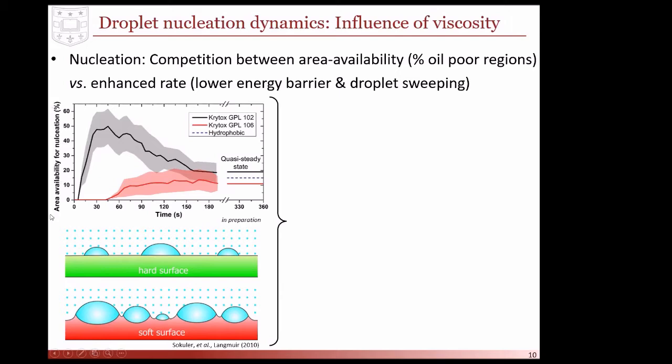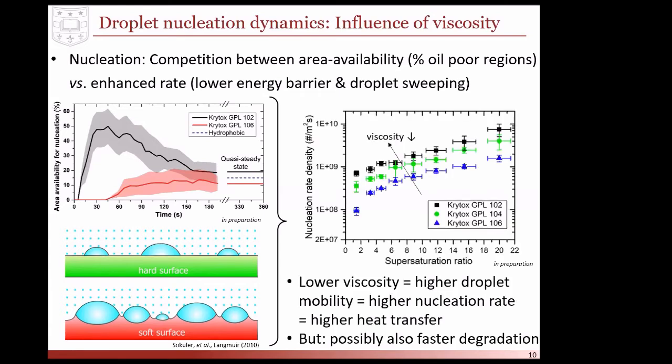And we actually quantified that. If we look at how much area is available for 2 different oils and compare it to a solid hydrophobic surface, because we have very high mobility and redistribution of oil for a low viscosity surface, we actually have more area available on average for nucleation than for a regular hydrophobic surface, despite having oil-poor and oil-rich regions. At the same time, we also have a lower energy barrier towards nucleation. So combined, we were interested in quantifying nucleation rates.